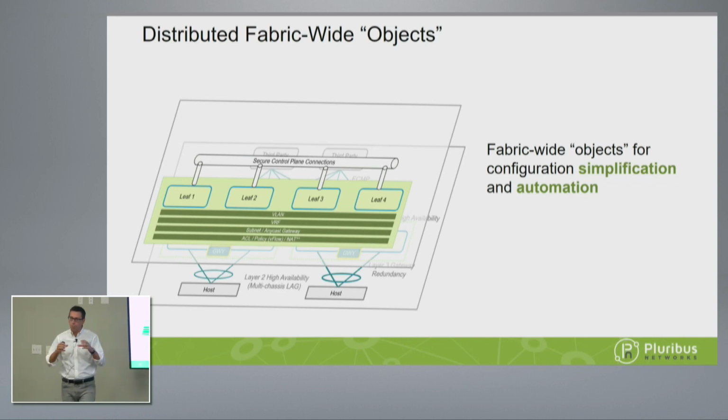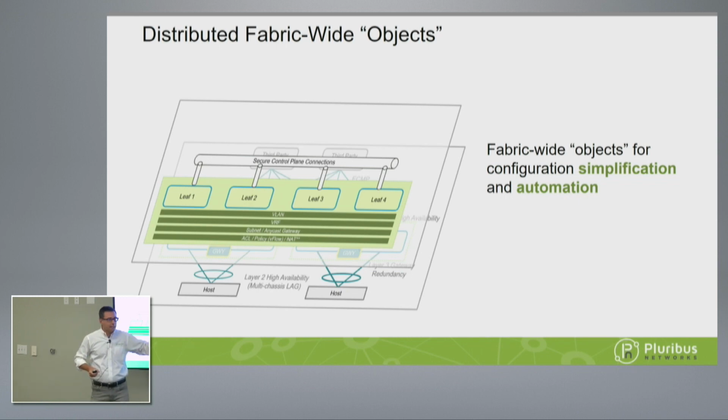What are those objects? When I say objects, of course, it is a metaphor, right? They're not real. But an object is a network construct. Think of it as a VLAN, a VRF, a subnet, an Anycast gateway, an ACL, a policy, even NAT. Those are capabilities which are distributed across the fabric, which means that you have to configure one VLAN or one VRF on the fabric, and then the fabric distributes the configuration of these objects underneath. You don't see it.